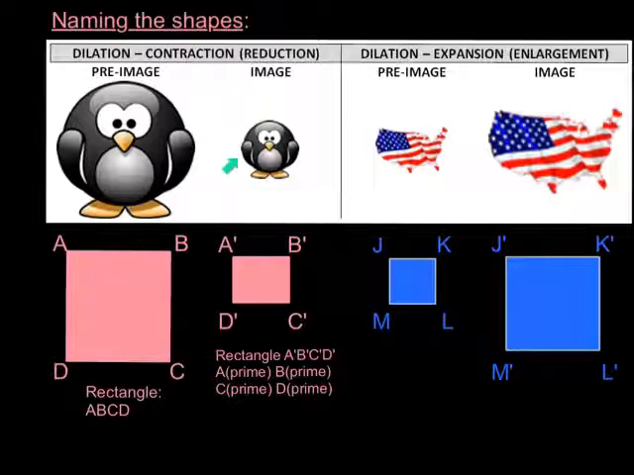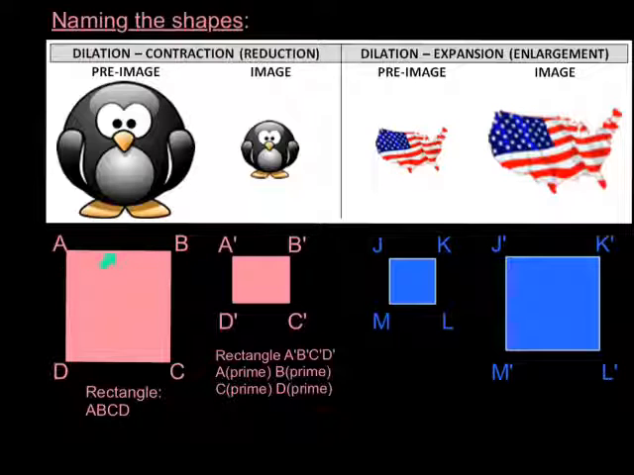The image is what happens to the shape after we've done the dilation. So we started off with the large image, we did a dilation which shrunk our shape, and now we get our image. So the pre-image is the original, the image is after the dilation. Let's take a look at what happens with this rectangle down here.